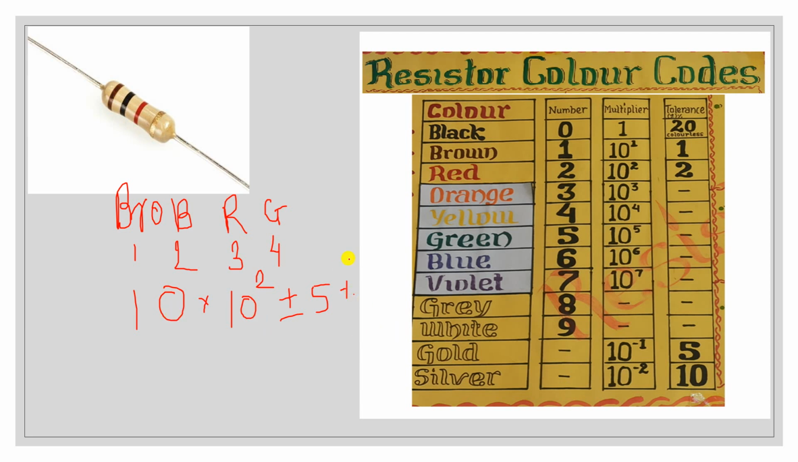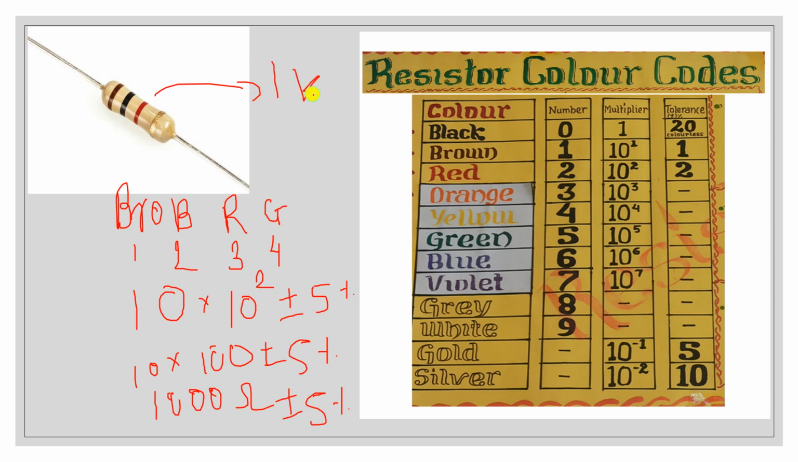So what is the resistance value? 10 into 10 raised to 2 means it is 1000 ohm, and the tolerance is plus minus 5%. So the resistance value of this is 1 kilo ohm, and the tolerance is plus minus 5%.